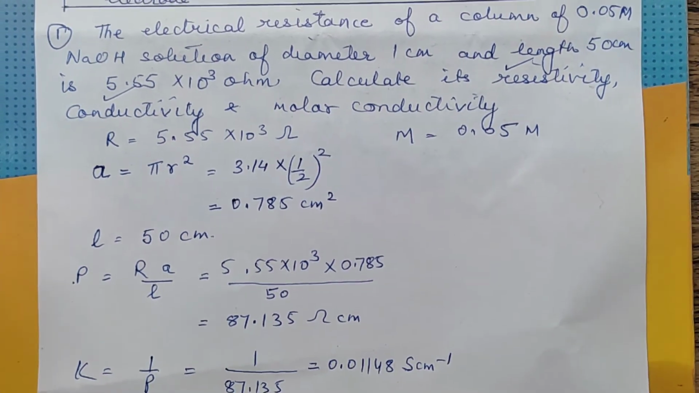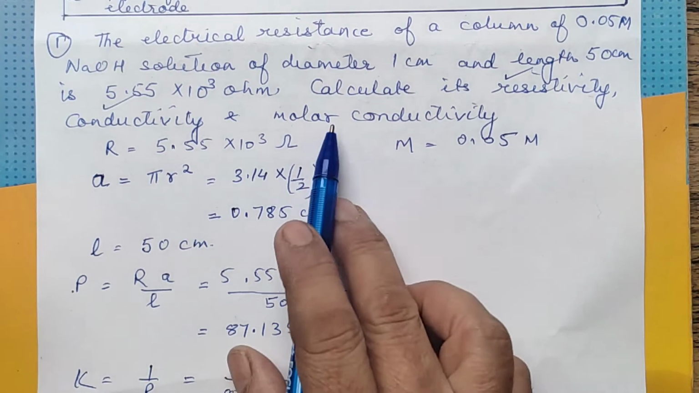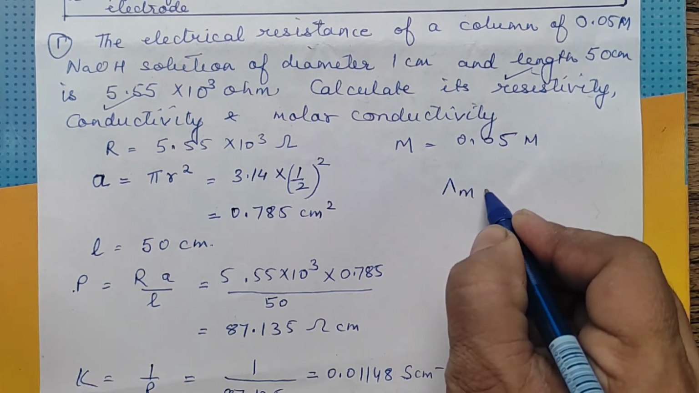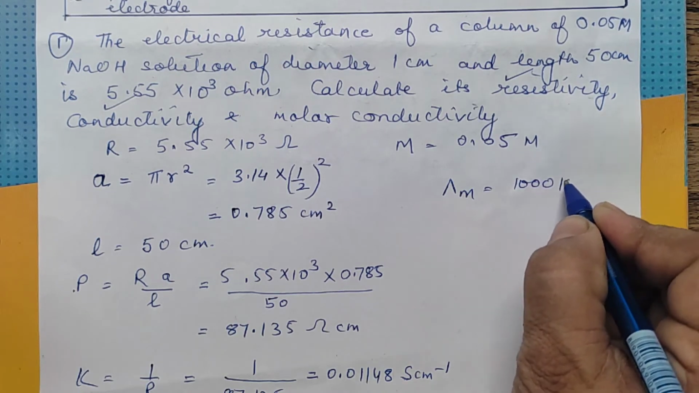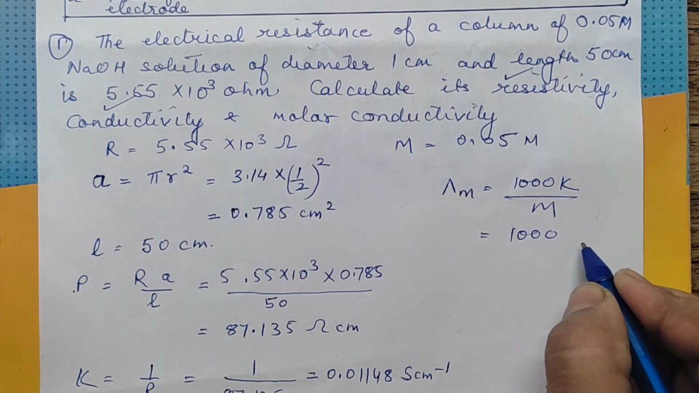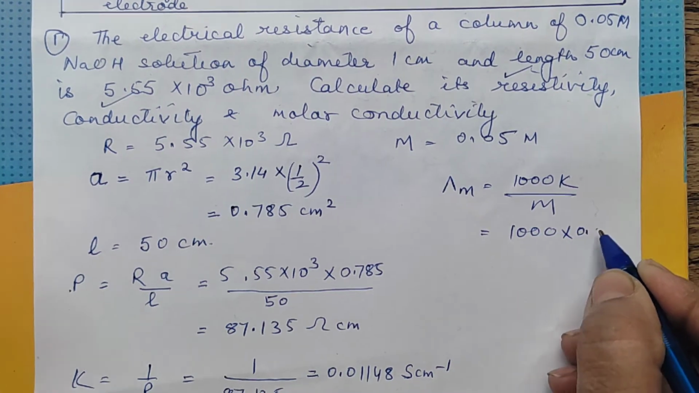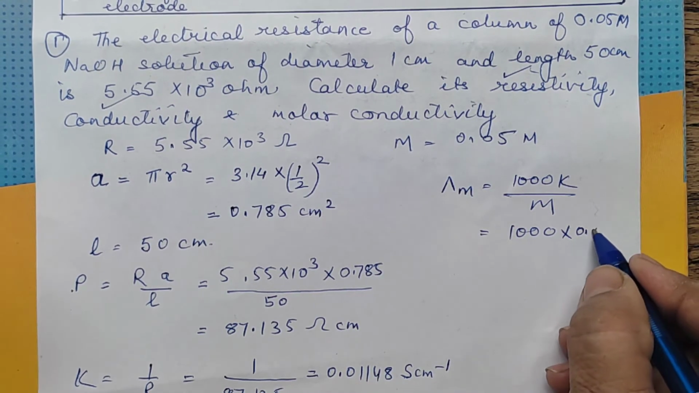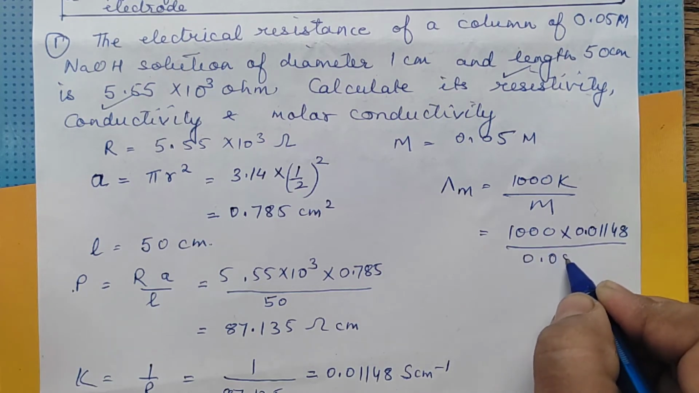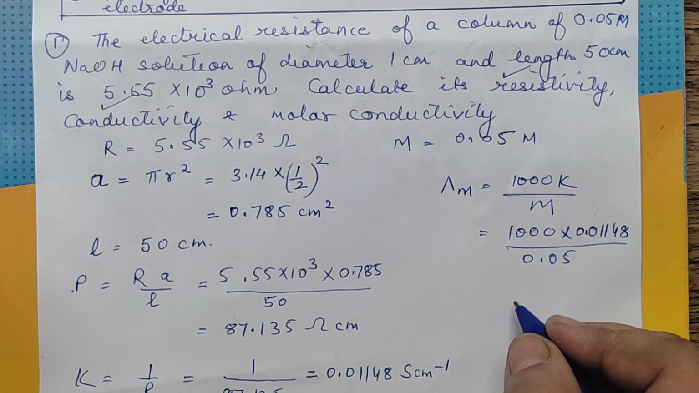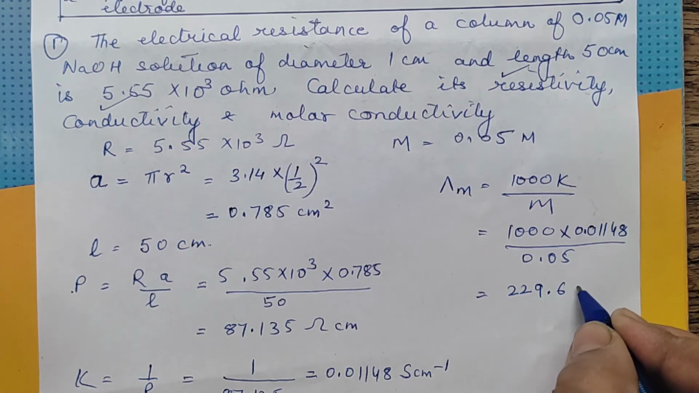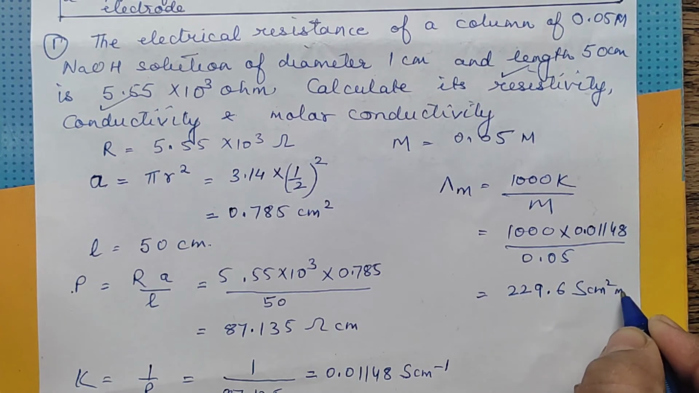Now we are looking for the calculation of lambda m, that is molar conductivity. What is the molar conductivity formula? Lambda m is equal to 1000 kappa by molarity. We have the kappa value we just calculated, 0.01148, divided by the molarity, which is also given in the question, 0.05. Multiply and divide, and you get 229.6 Siemens centimeter square per mole.